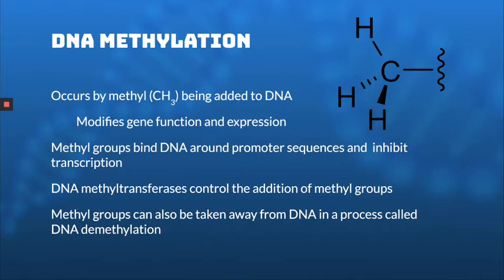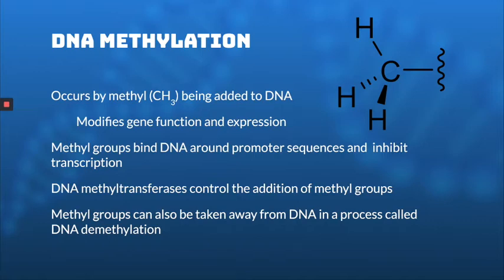These methyl groups will bind to DNA around promoter sequences and then inhibit the transcription of those genes because they're kind of gunking up the process. DNA methyltransferases, quite a mouthful, control the addition of methyl groups. Methyl groups can also be taken away from DNA in a process called DNA demethylation.